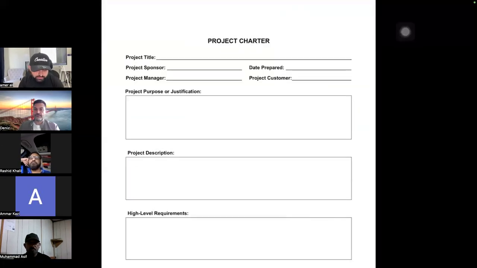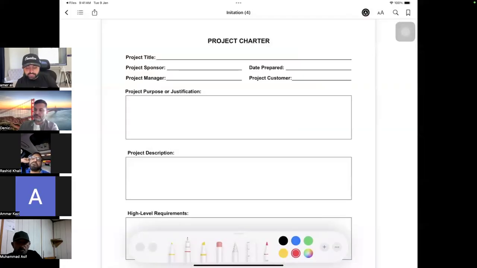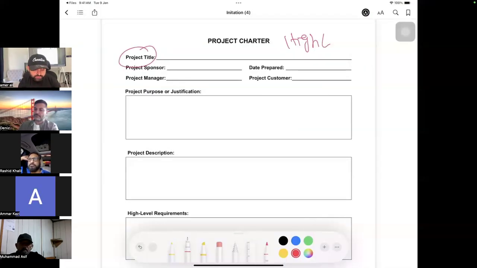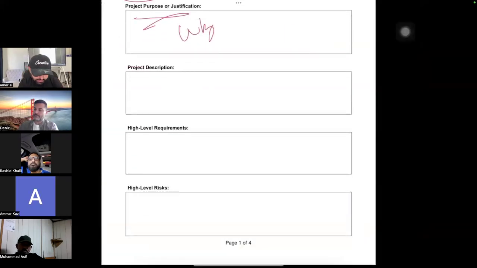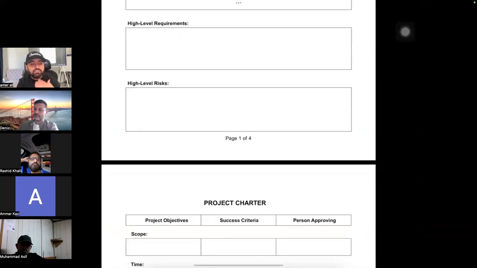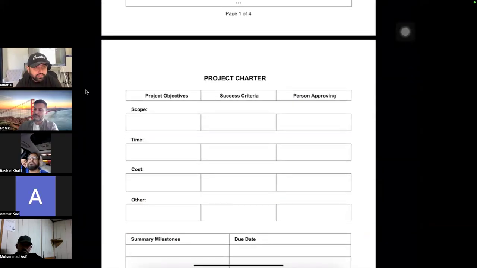Now, the simplest, or the first one, is the project charter. The project charter is a high level document that talks about the title of the project, who is the sponsor, one person sponsor, who is the project manager, why we are even doing the project, what is the description, what are the high level requirements, the high level risks of the project, what is the scope of the project at a high level, and what is the cost of the project, right?